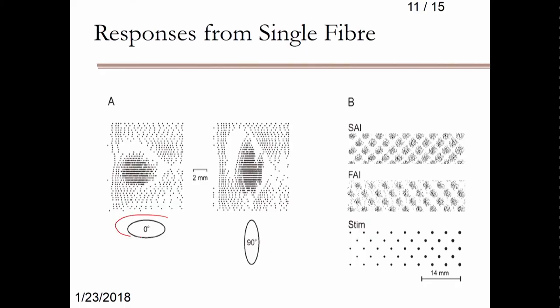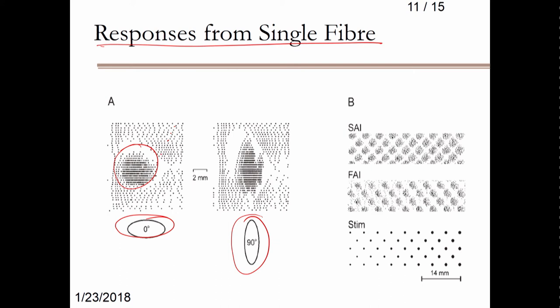For example, if I have an ellipsoid object like this, let us say this is at 0 degrees, and an ellipsoid object at 90 degrees, the responses from these receptors are now capturing the shape of the objects. Each dot represents the responses from a single fiber. Imagine that neurophysiologists cut open the finger, attach electrodes to each of these receptors, and look at how the electrical impulses come out, and that is what is recorded over here. Each dot represents the presence of an electrical impulse. So, you can see that the responses from each of these receptors are encoding the shape of the object, right.